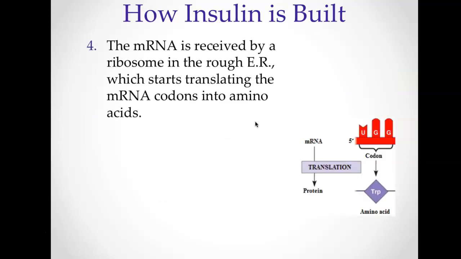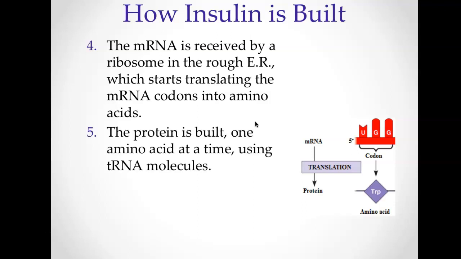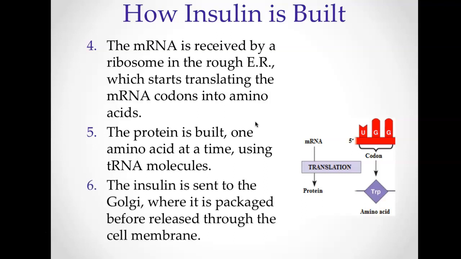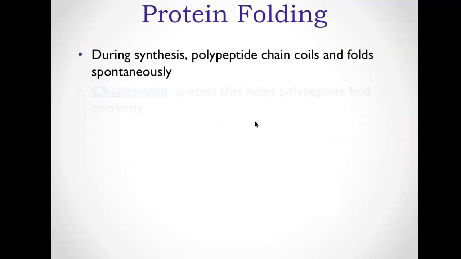The mRNA is then received by a ribosome, which, with the help of tRNA, starts translating the mRNA codons into amino acids. And that's where you would use the codon chart to see what tRNA is going to bring as it's reading the codons. The protein is built one amino acid at a time using tRNA. And then the insulin is sent to the Golgi where it's folded up and packaged, and then it's released and exported through the cell membrane. So that's just a broad overview of everything that happens.